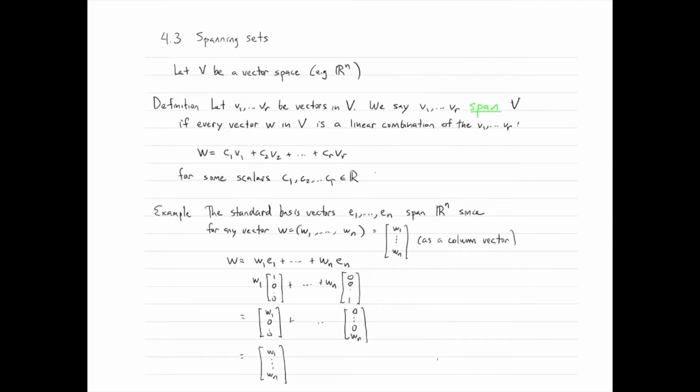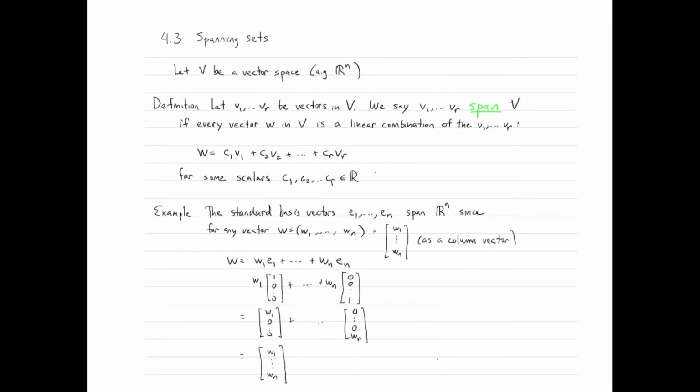Okay, section 4.3, and it might be section 4.2 in some older versions of Anton, is about spanning sets. So let V be a vector space, and you can think of it as just Rn. And here's the definition of a span. So let V1 to Vr be some vectors or elements of this vector space V.